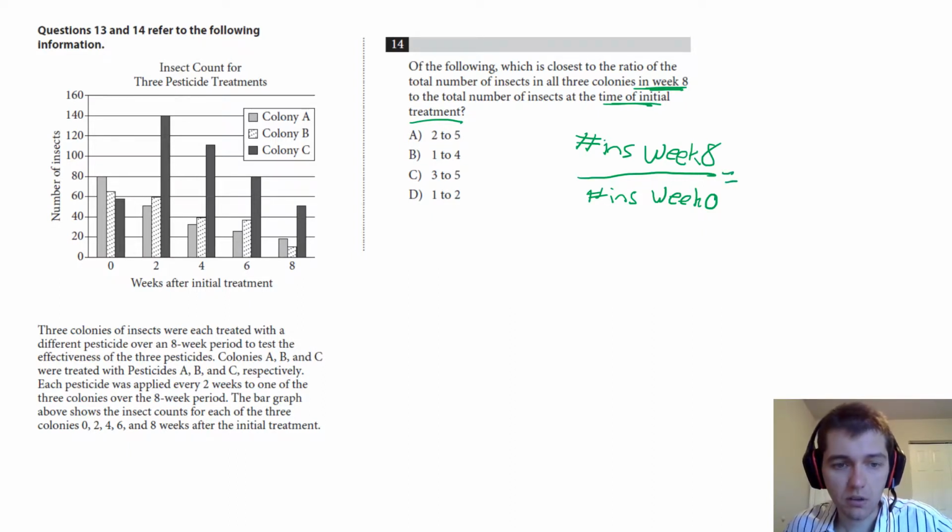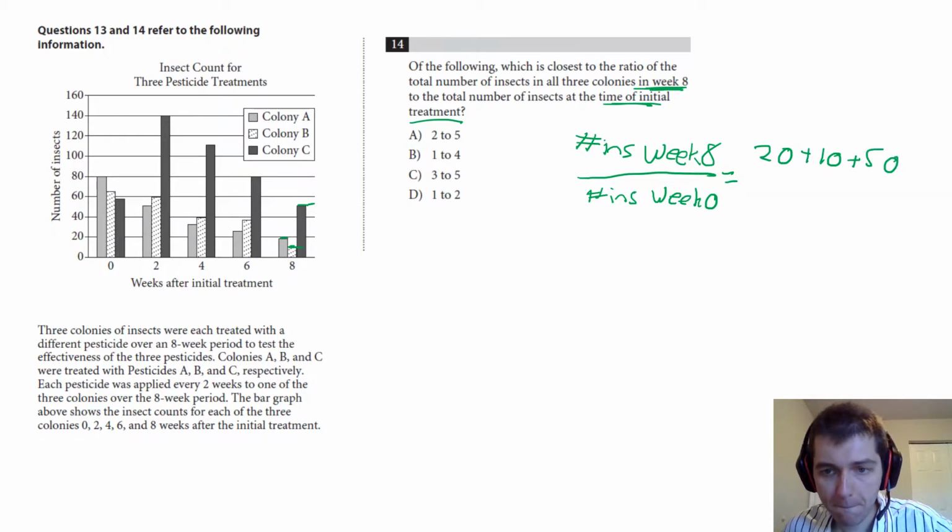so let's calculate week 8 first. Looks like colony A had about 20, colony B had about 10, colony C had about 50, divided by, in week 0, colony A had about 80, colony B had about 60, a little more, and colony C had about 60, a little less, so they even out.